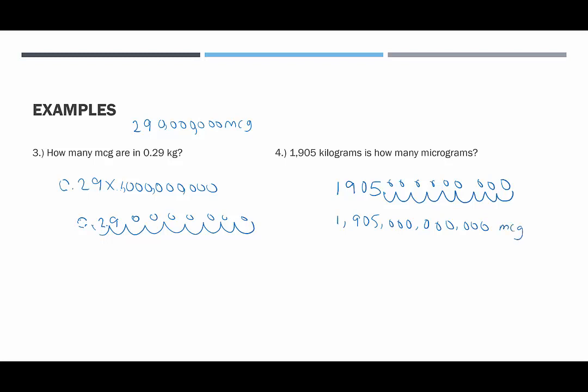And there we have it. These have been examples of converting from kilograms into micrograms by multiplying by 1 billion or moving the decimal point 9 places to the right.